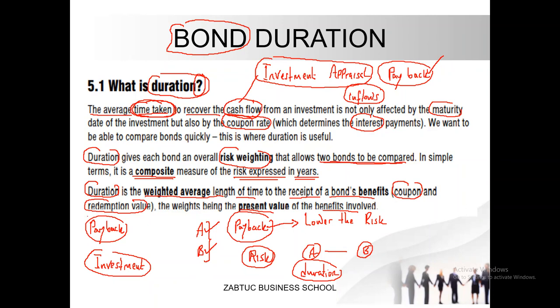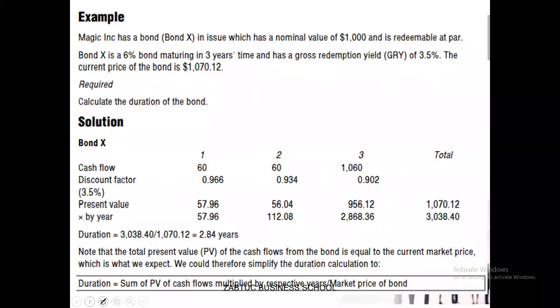Okay. So we're going to do our first computation. Before we say more things, all of us must be able to calculate the duration. Magic has a bond called bond X in issue, which has a nominal value of 1,000. Now I'm sure we remember the concept of a nominal value. And it's redeemable at par. So this is the condition for redemption.